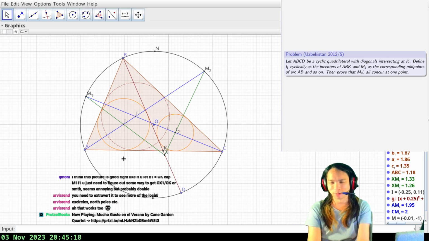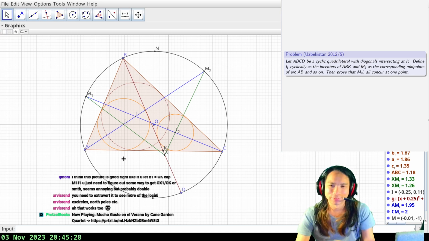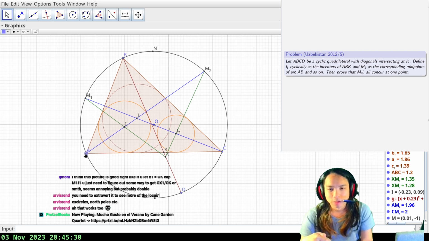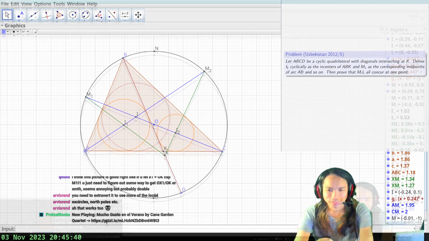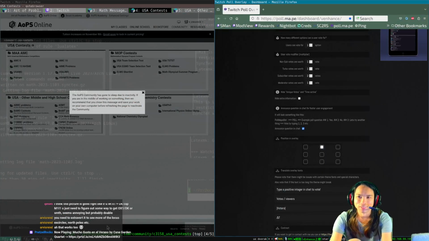Yeah, I might just complex bash it because I don't actually see what I'm supposed to do. It's been a while since I've had to do the quadrilateral arc midpoint setup, but I think that's what this problem is calling for. Anyone remember how this works? Or, yeah, I'm sorry, I don't think I'm going to get this.